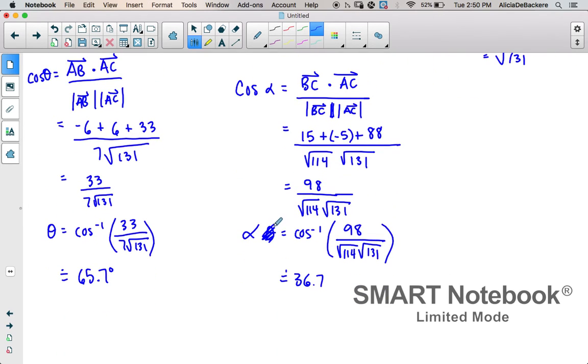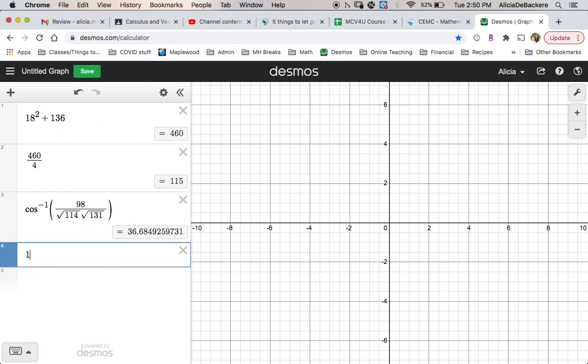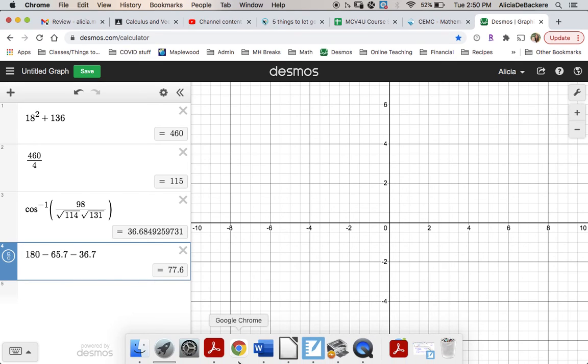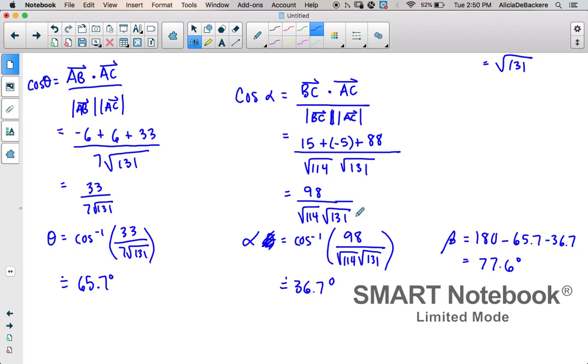Okay, so got two of the angles. So to find the third angle in the triangle, that's going to be the angle at corner B. I can just do 180 minus these two that I already have. And I get 77.6. These guys are all degrees, don't forget your units.